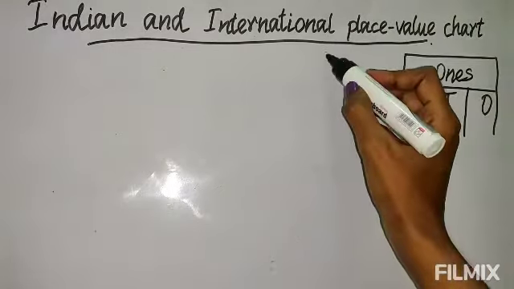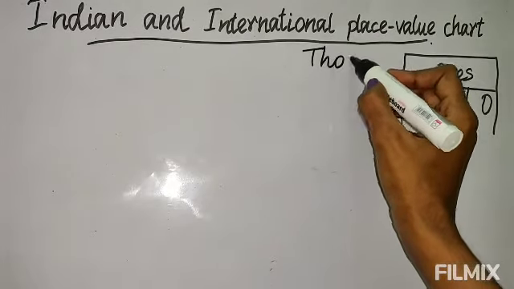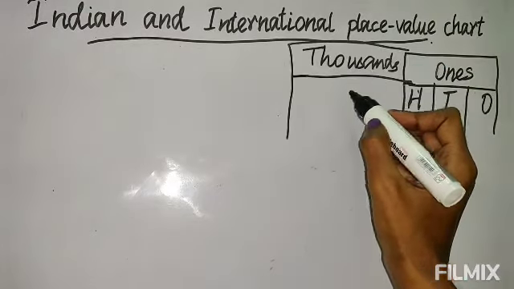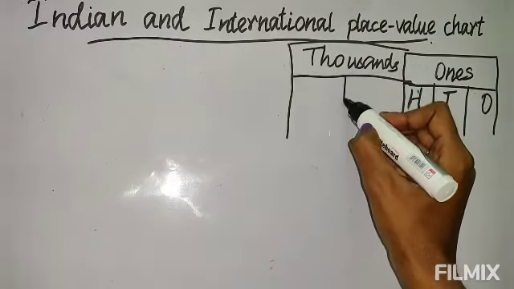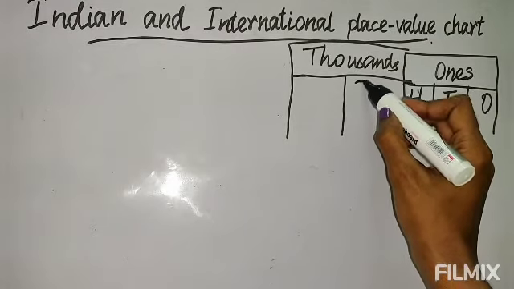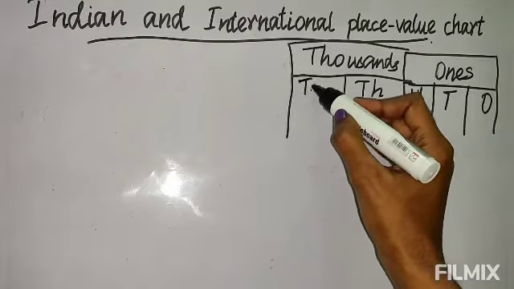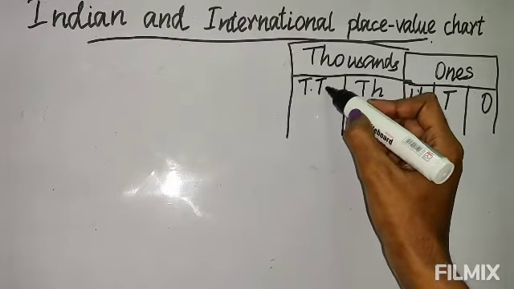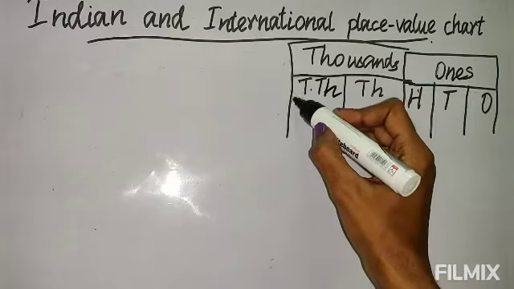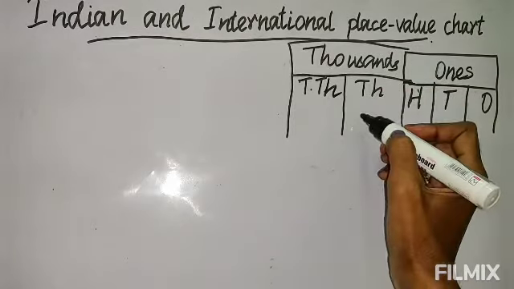Then next comes the thousands period. I think you remember the next period is the thousands period. In the thousands period there are only two places. That is 1000, so we just say 1000, and the next one is 10,000. I have written the short form, 10 T. So these two places are there in the thousands period.